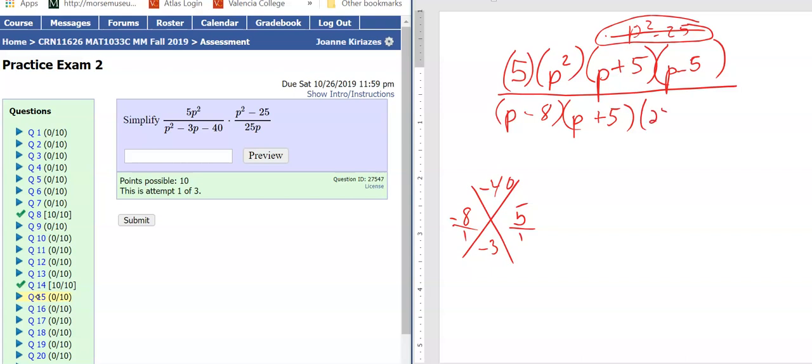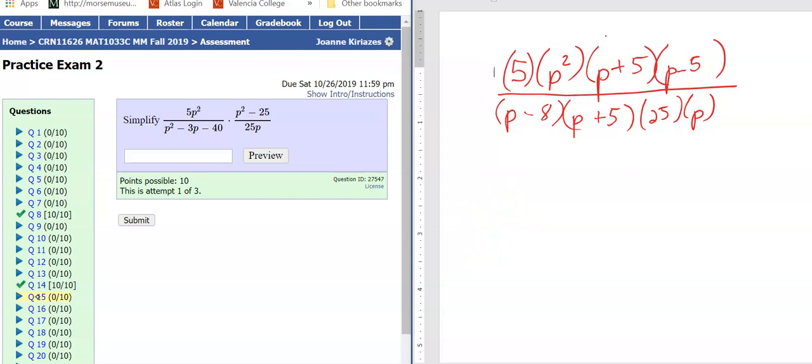And then last, I have 25 and p. Okay? So now I want to simplify. I have everything factored. I want any kind of common factors that I can divide out. Well, I can see there's a p plus 5. Okay? And there's a 5. I can take that out of there. Okay? And there's a p, and I can take one of those out of there. So I'm left with p times p minus 5 over p minus 8.